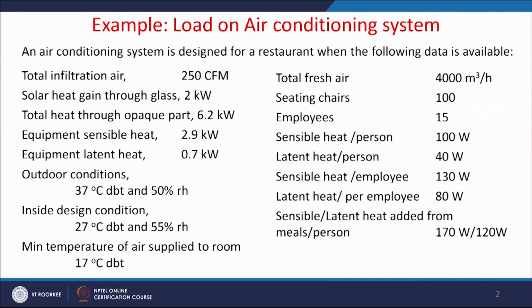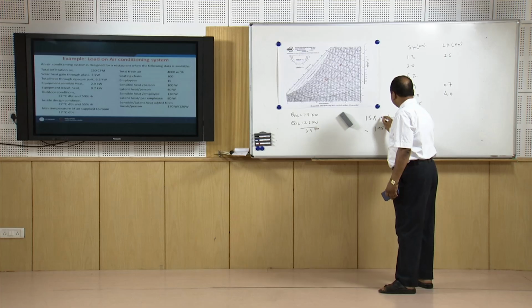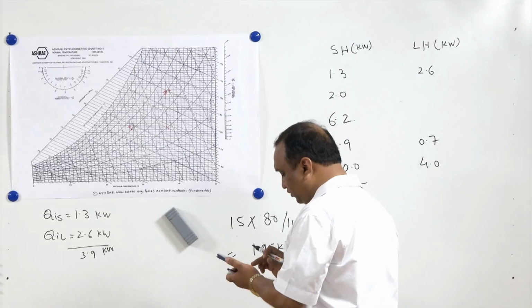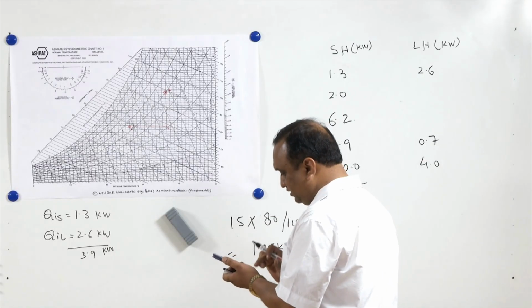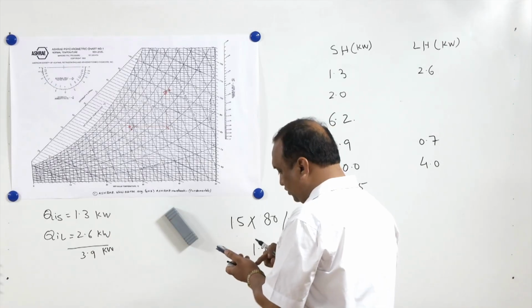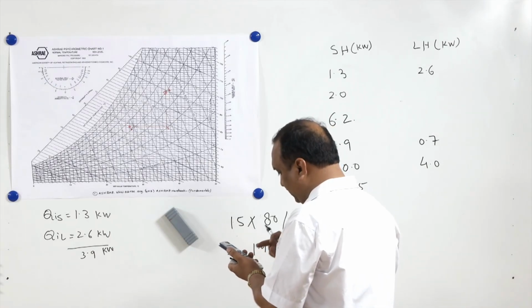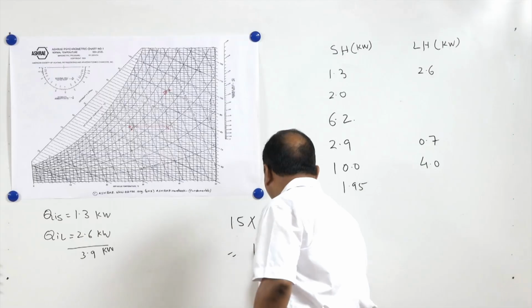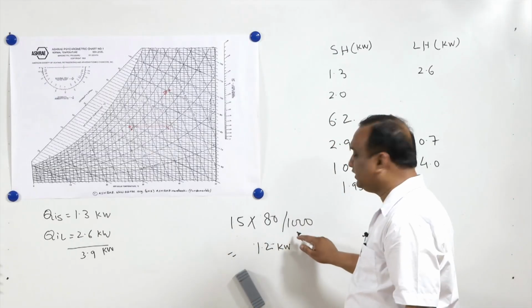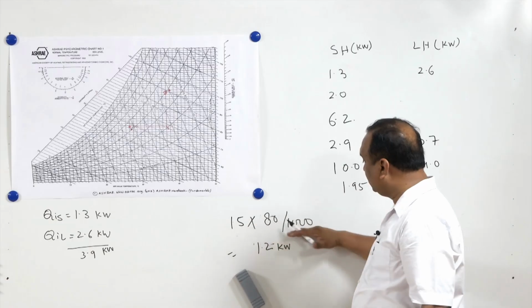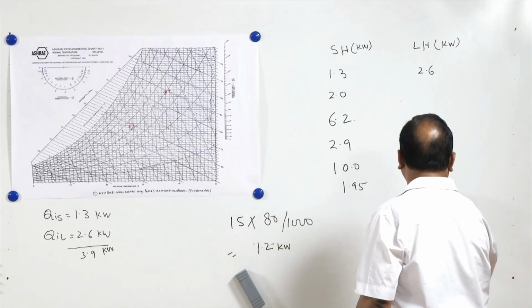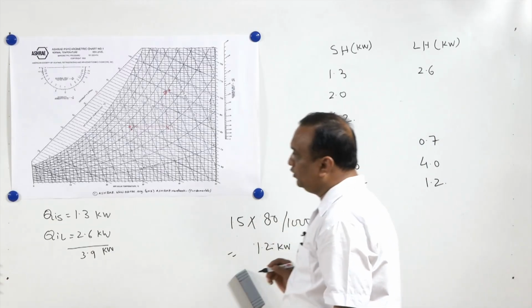Now, latent heat. Latent heat by the employees is 80 watts. So again 15 into 80 divided by 1000. So it is going to be equal to 1.2 kilowatts. I am dividing this expression by 1000 just to convert watts into kilowatts. So it is 1.2 kilowatt.